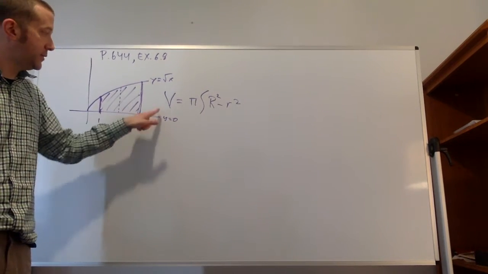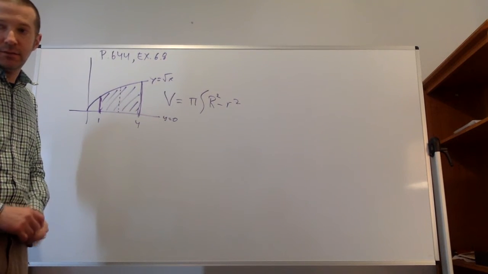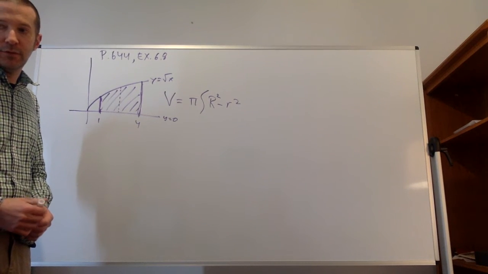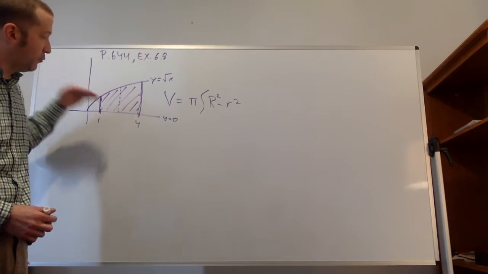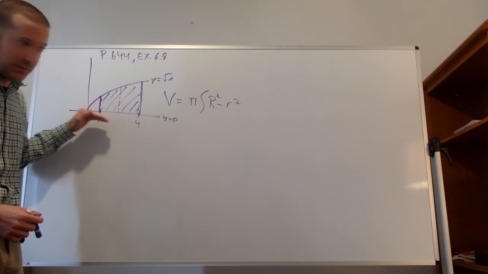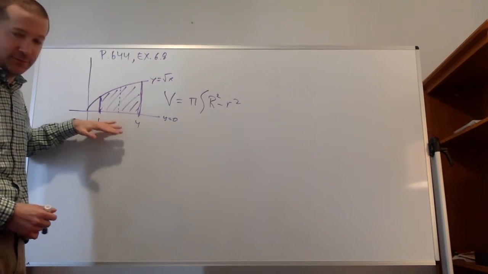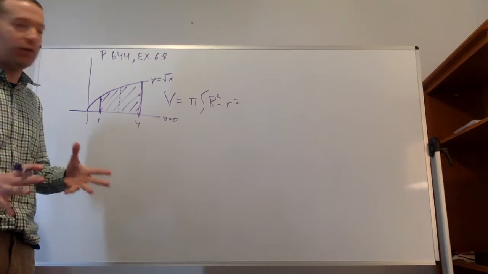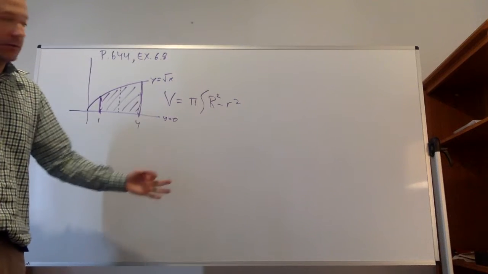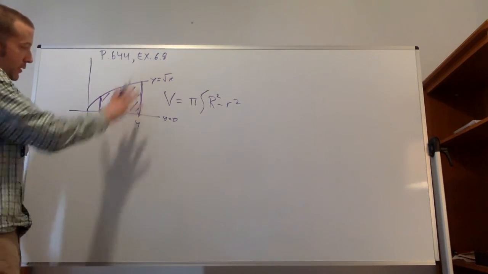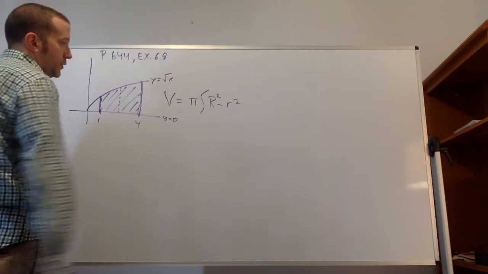And this is this concept of disks versus washers. It says the region between root x, which is this curve, and the x-axis, around the x-axis. So one of the edges of my region is the axis of rotation. Therefore, there's no inner radius, or you can think of the inner radius as being 0. Either way, when it's disks, it's a little more straightforward because there's no little r squared.